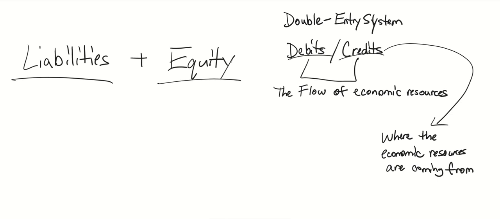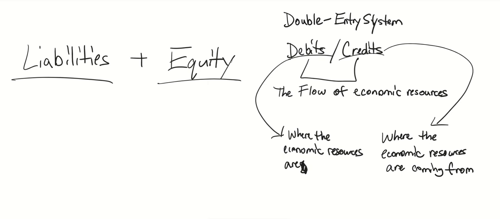In the debit column, hopefully you can guess it. Where the economic resources are going to. Oops, I gotta erase that. Yep, there we go. Are going to. Okay, so ultimately the debit column is the destination of economic resources, the destination. And where it's coming from, that's the credit column.